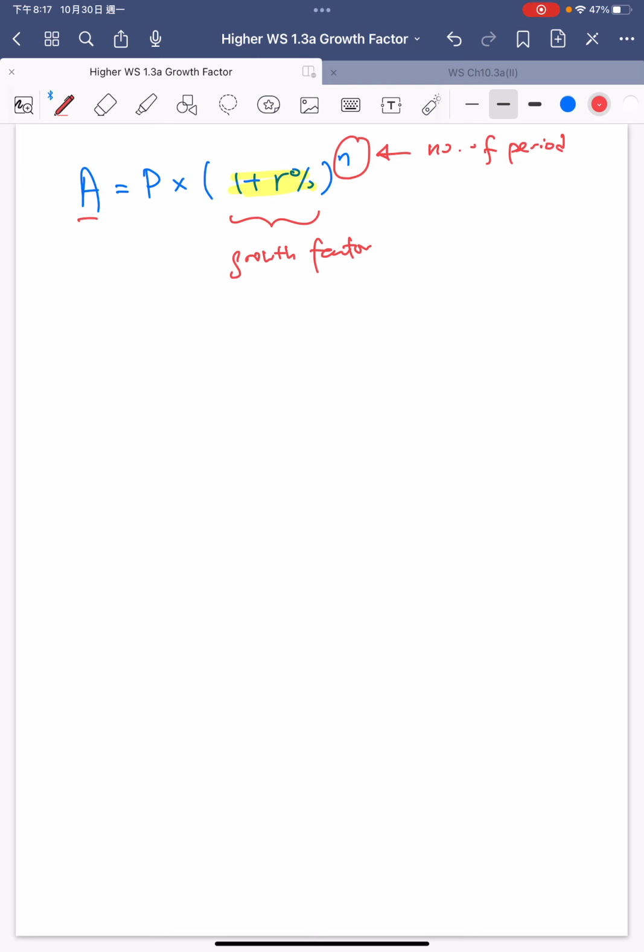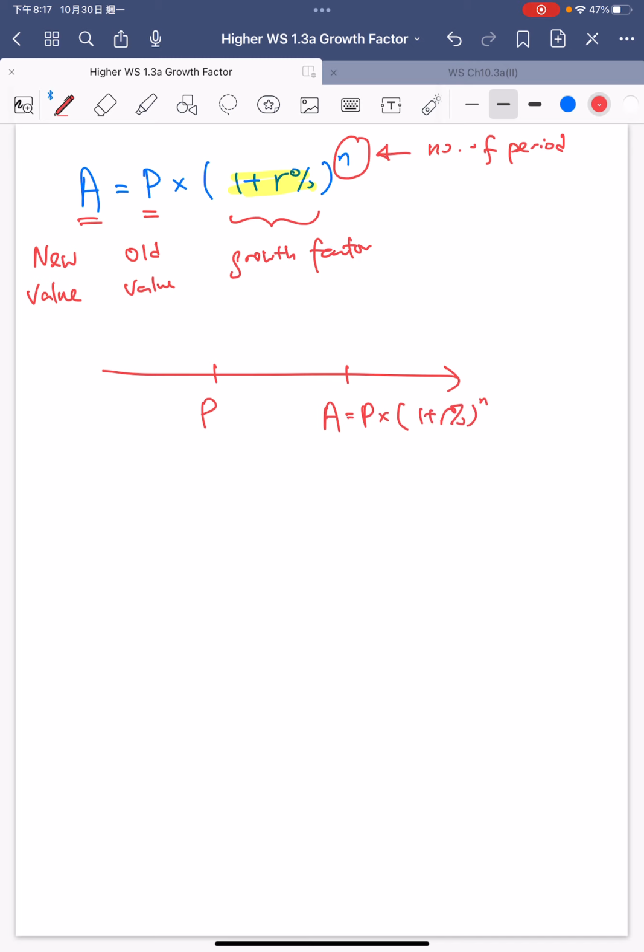Just be careful about this A and the P. The A is representing our new value or our future value, and the P is our old value. So in the timeline, you need to think about what happened first. If P happened first, then A is going to be equal to P times (1 plus r percent) to the power of n. And that's how we calculate the whole thing. Just remember that A means the new value and P is representing the old value.